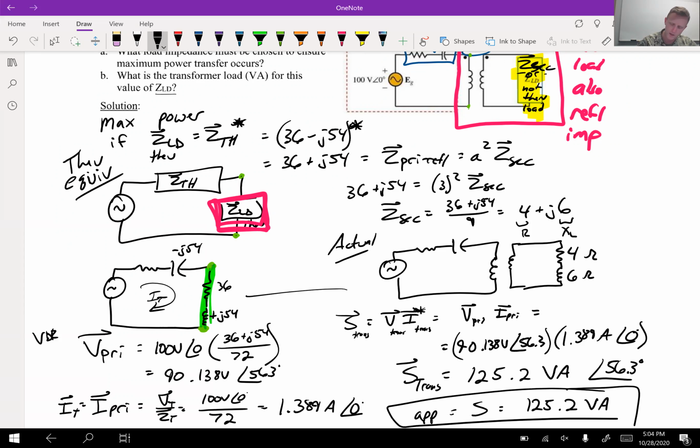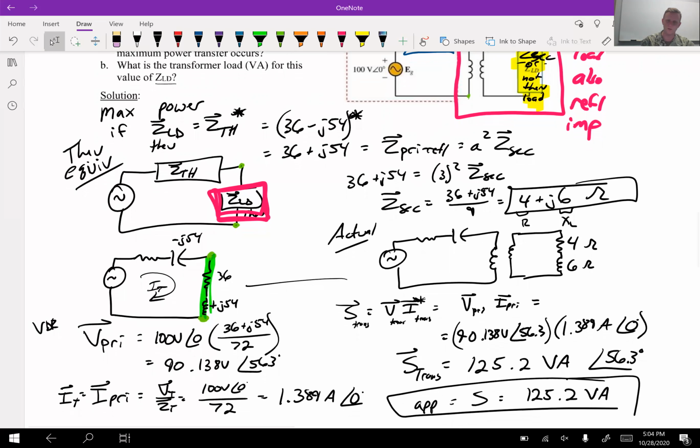So there is part B. And part A was right here, boxing that answer, 4 plus J6 ohms. If you're thinking to yourself, man, I thought there would be another way to solve for S equals VI, or V squared over Z, I squared Z, go for it. You should get this same answer. And if not, let's talk about it in class about where the mistakes happen. But there's multiple ways to get to the complex power. Feel free to use any of the formulas on the equation sheet to do so.